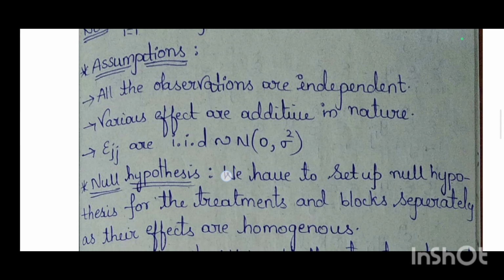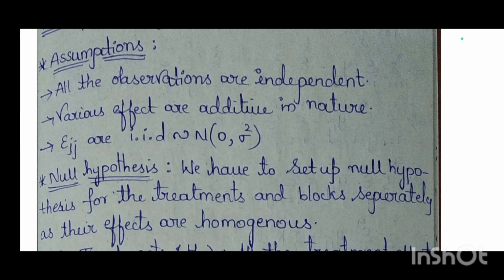Next, assumptions for this ANOVA two-way classification. All the observations are independent. The various effects are additive in nature, and epsilon ij follows IID, identically independent, which follows normal distribution with mean 0 and variance sigma square.